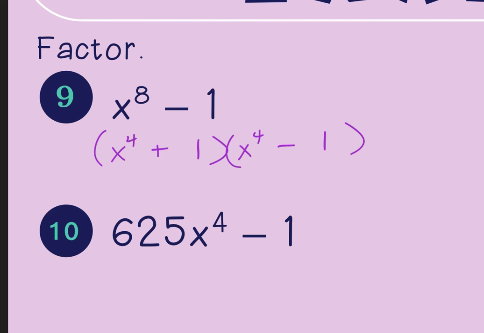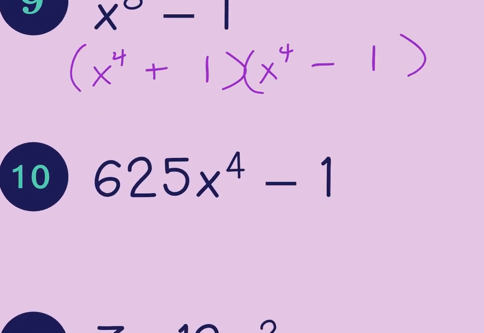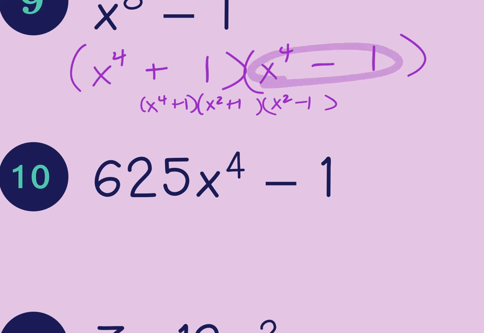No. Factor out. X to the 4th minus 1 is what? Difference of two squares again. First one's going to stay the same. Second one becomes x squared plus 1, x squared minus 1. So this was still the difference of two squares. Am I done? No. Because why? This one is still the difference of two squares.